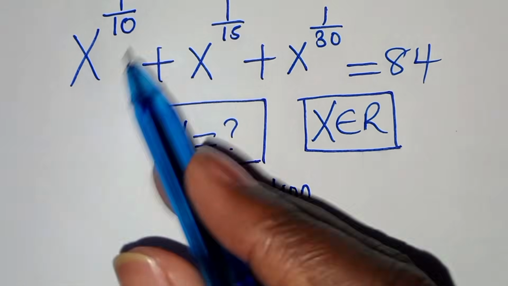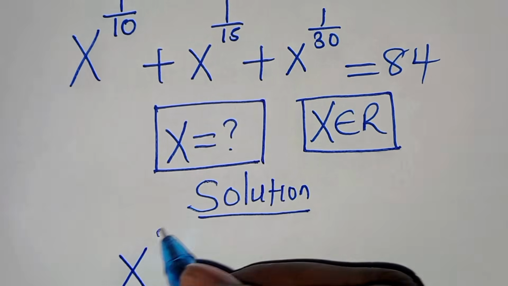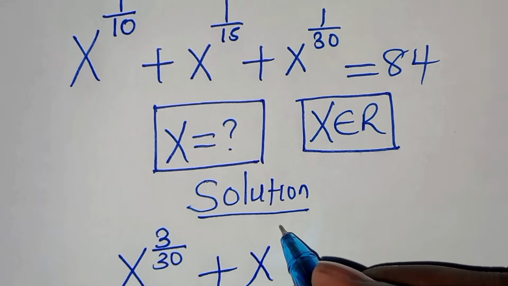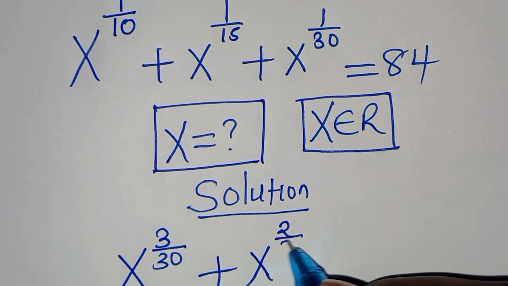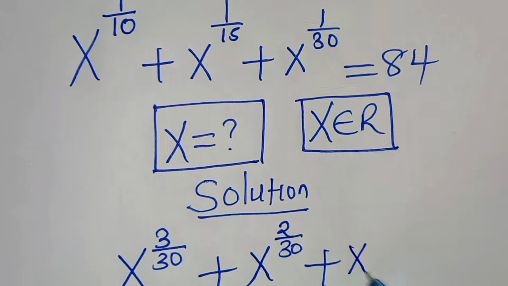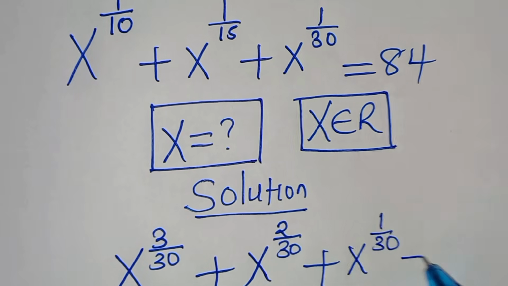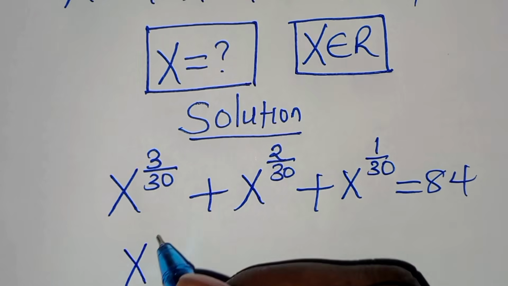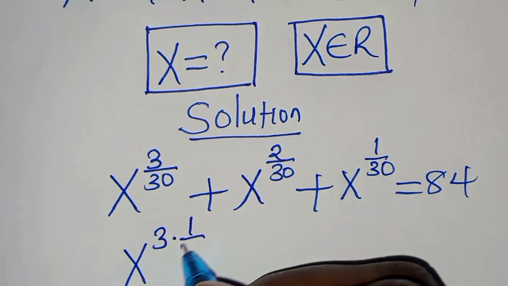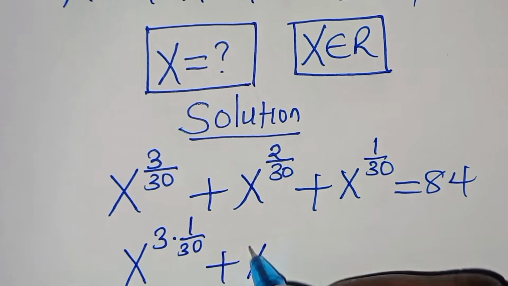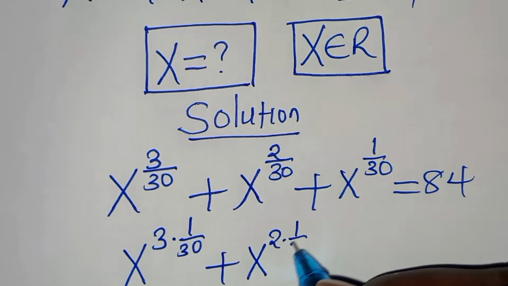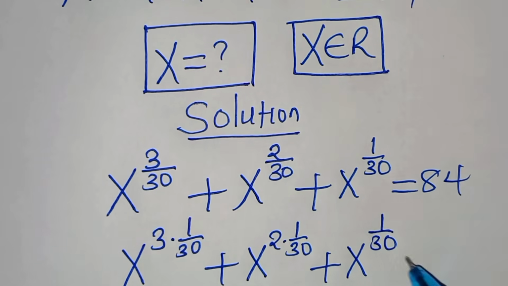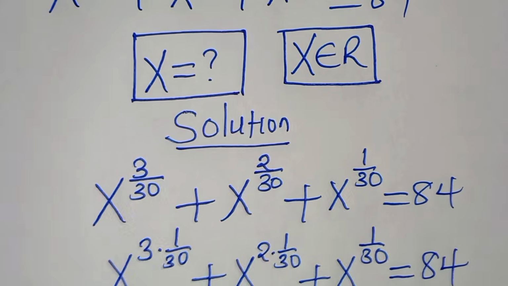We can express x to the power of 1 over 10 as x to the power of 3 over 30, plus x to the power of 1 over 15, which is the same thing as x to the power of 2 over 30, plus x to the power of 1 over 30. This is equal to 84. So this is x to the power of 3 times 1 over 30, plus x to the power of 2 times 1 over 30, plus x to the power of 1 over 30. This is equal to 84.